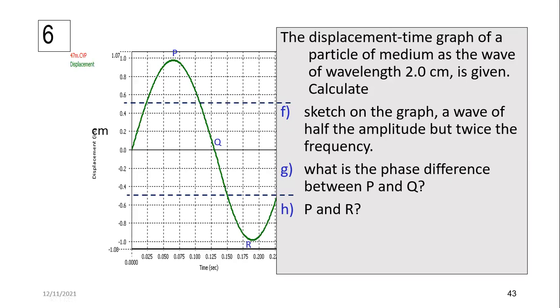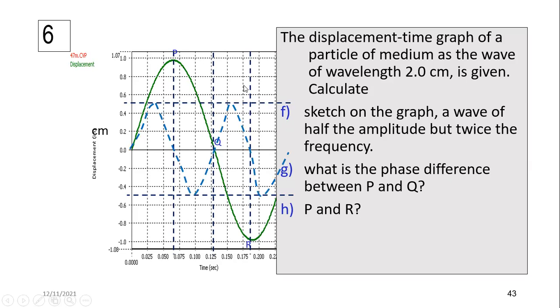Sketch the graph of a wave of half the amplitude and twice the frequency. Okay, divide it into quadrants, easier to draw. The amplitude is about 1, so half is 0.5, half the amplitude, but twice the frequency. Twice the frequency, so there should be 2 cycles there.